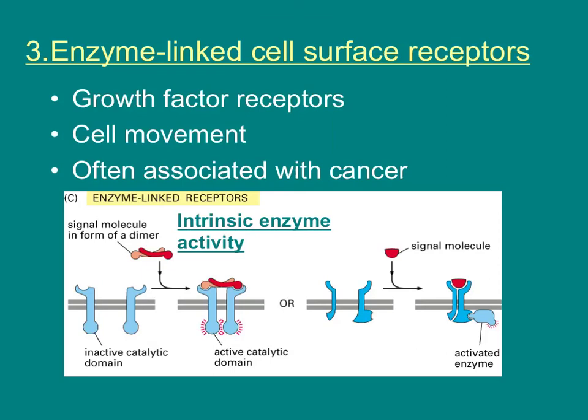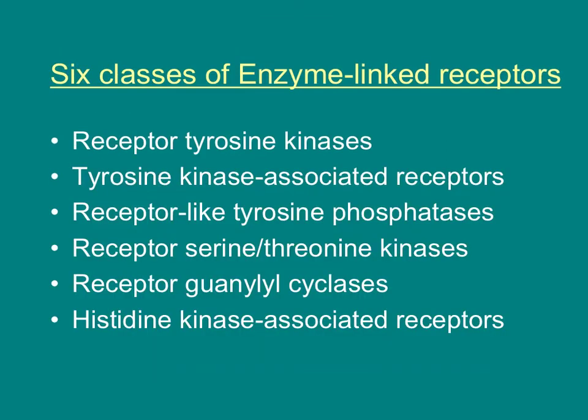Okay? All right. Receptors, there's a ton of these. Receptor tyrosine kinases. Tyrosine kinase associated receptors. Receptor-like tyrosine phosphatases. What's a phosphatase? It takes off a phosphate. You have kinases, you have phosphatases. A receptor serine threonine kinase. Okay, we're getting technical now, right?